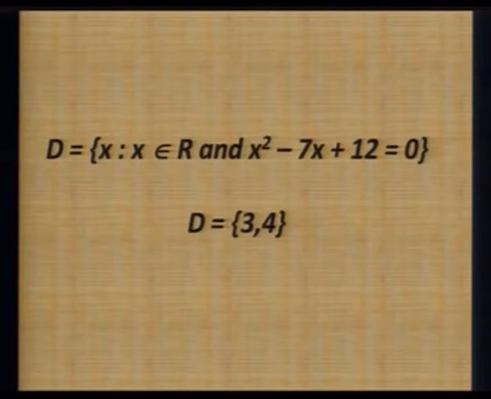And I know that if all members of the collection are 3 and 4, how to write it in roster form. So in roster form, I list down 3 and 4, separate them by a comma, enclose them in curly brackets, and the set is represented in roster form, which is D equal to {3, 4}. Now, what are the different types of sets?